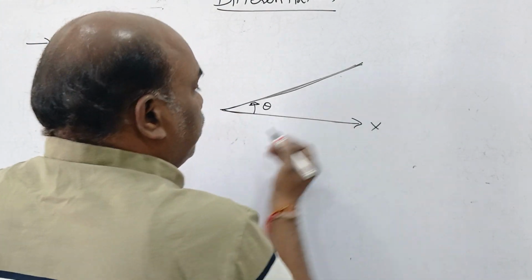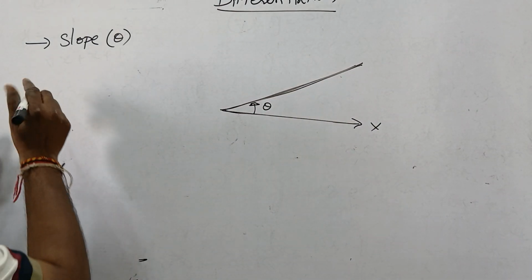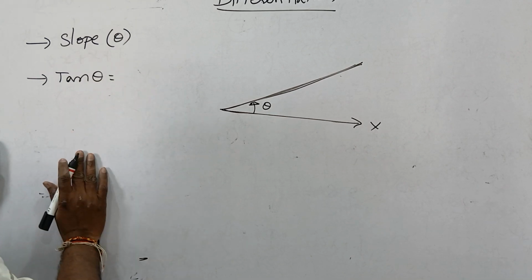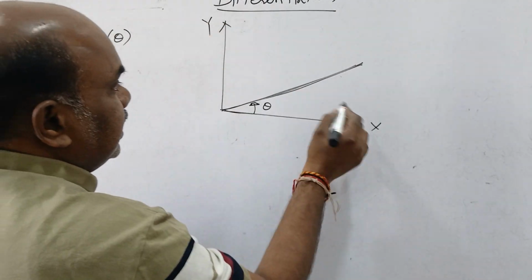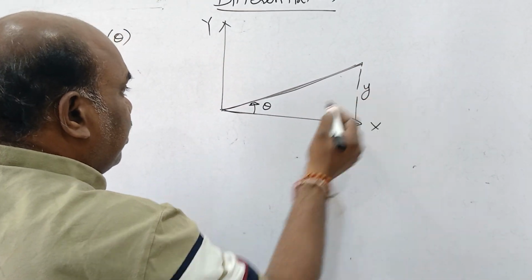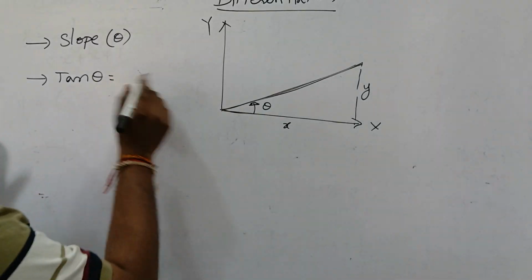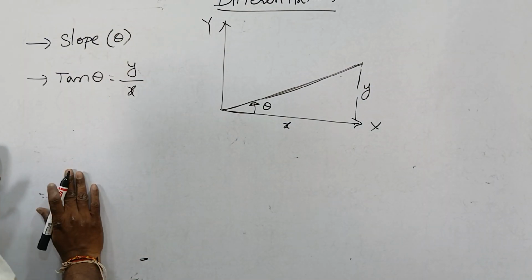This is called slope. Slope is theta. How to find theta? Simple. To find theta, you need to find tan theta. Tan theta is equal to, this is the y-axis, this is the x-axis. If you shift this y-axis here, this is y, this is x. Tan theta is equal to opposite side by adjacent side, which is equal to y by x.